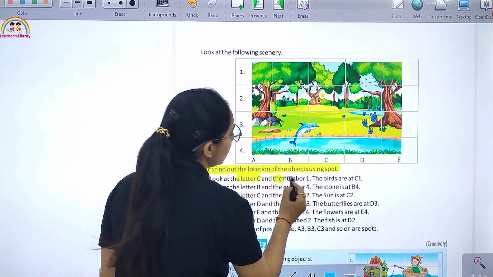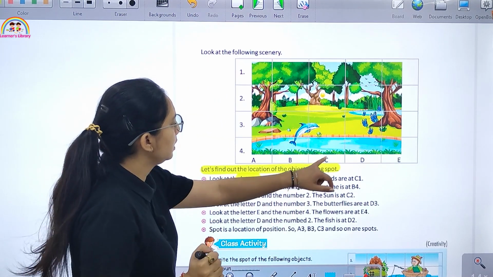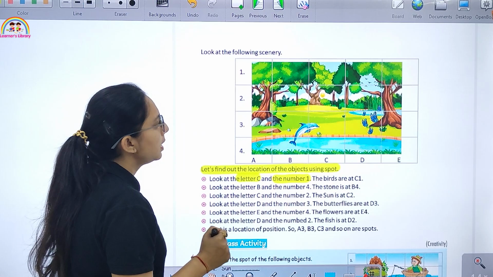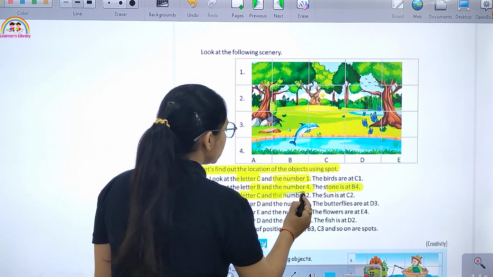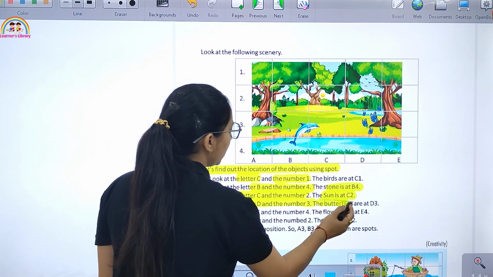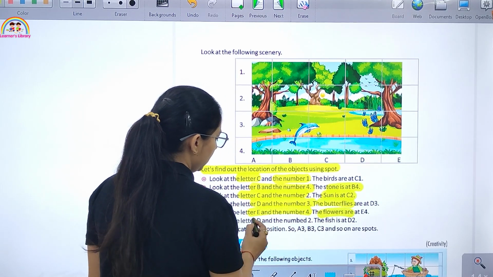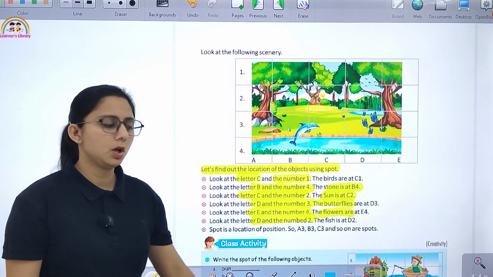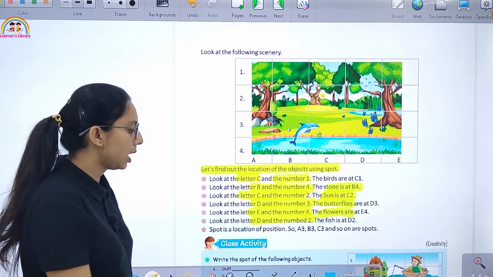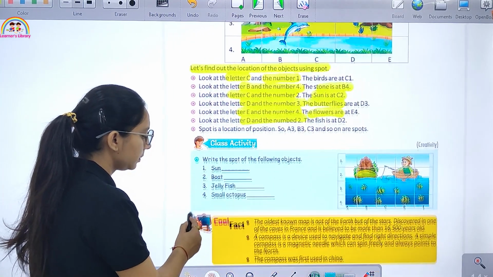Look at the letter C and number 1. ठीक है, आप letter C और number 1 को देखें. The bird is at C1, right? ऐसे B and number 4 stone है. C2 sun, D3 butterfly, E4 flower, D2 fish, and spot is the location of the position. So A3, B3, C3 are the spots.